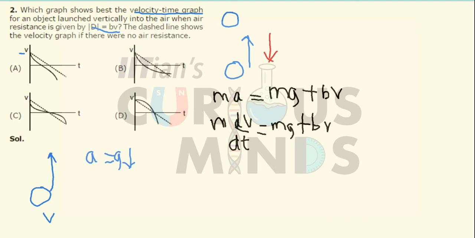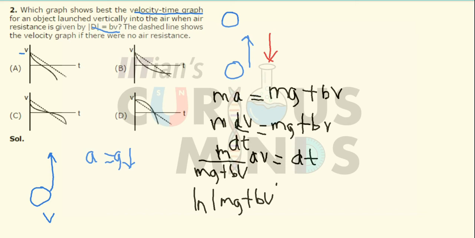So m dv divided by (mg plus bv) will be equal to dt. Basically, for the velocity-time graph I have to integrate on both sides. The integration of this side will be equal to the logarithm of (mg plus bv) divided by b, which will be equal to the time. The constant of integration is zero, as I am starting the time t from 0. And this will be the graph.